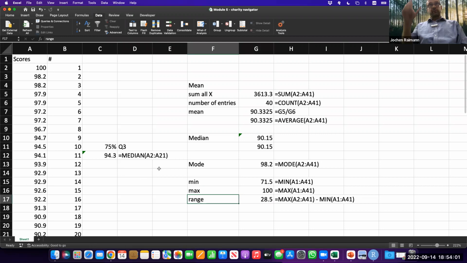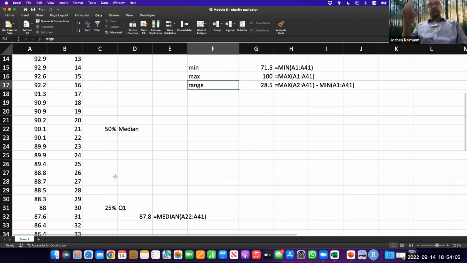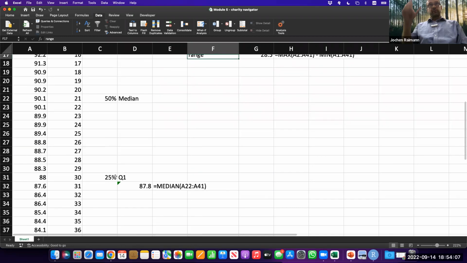What did you say the 25th percentile was? The 25th percentile is the median of the lower 50% of the data. I got that wrong. So it's the median of A22 to A41. And so why are we ignoring the rest? Oh, we're just ignoring, like, drawing an invisible line. Exactly, kind of, yes. You can color code it if you want to.